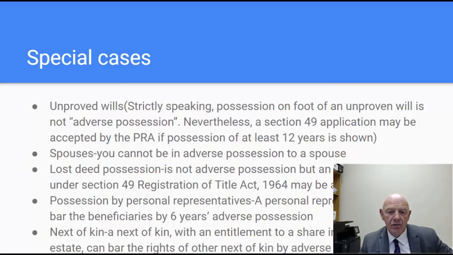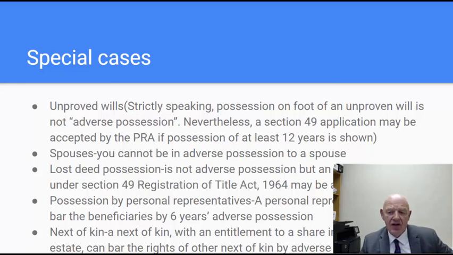There are special cases, unproved wills. Strictly speaking, an unproved will is not adverse possession. However, you can make an application using this same general rule under Section 49 of the Act. So a Section 49 application may be accepted by the PRA in a situation of an unproved will if a possession of at least 12 years is shown. Spouses, you cannot be in adverse possession to a spouse. Lost deed possession, it's not adverse possession, but again an application to the PRA may be accepted under Section 49 of the Registration of Title Act 1964. That is the relevant act, and as I say, out of that act then the particular rules were drafted, the 2013 rules, and they're the rules that the Property Registration Authority will apply when it comes to you looking to register.